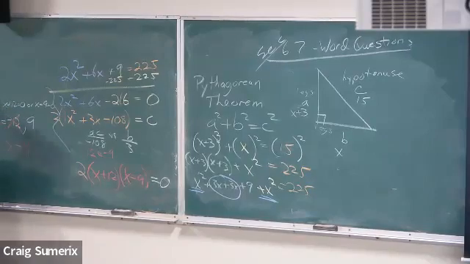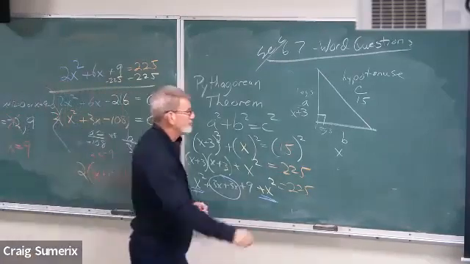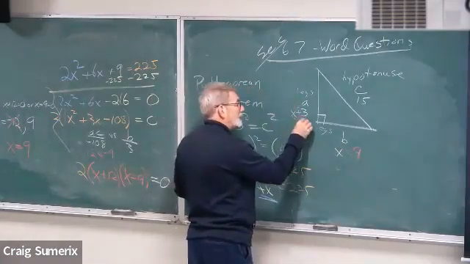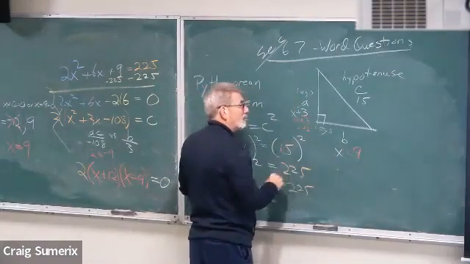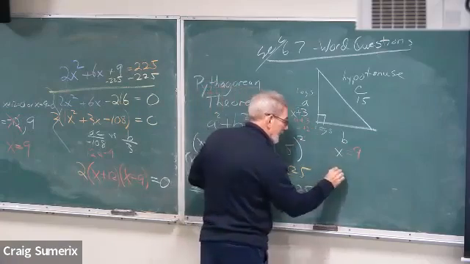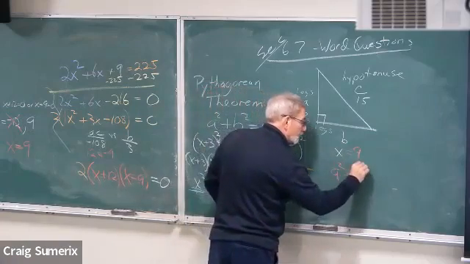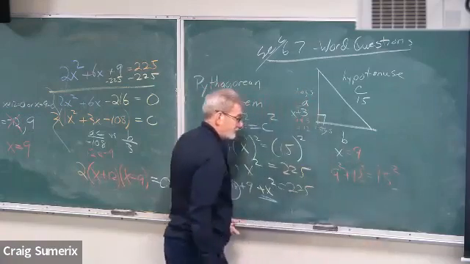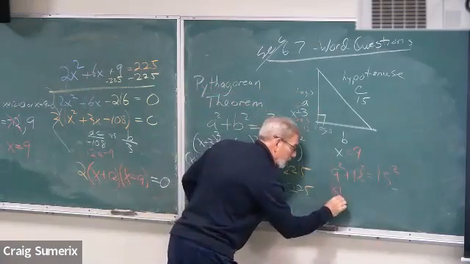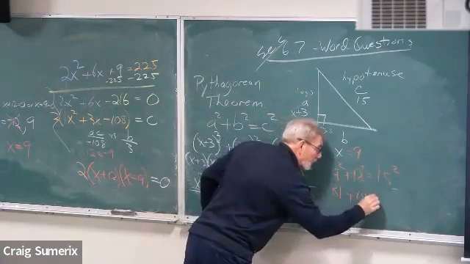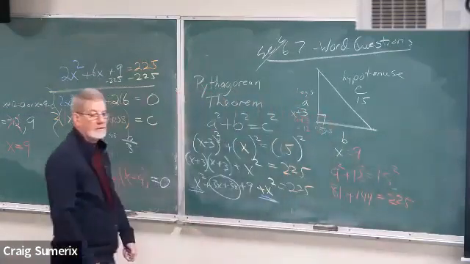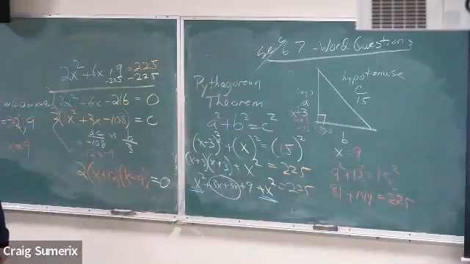Now check it. Let's make sure we didn't have any oops moments. This is 9. 9 plus 3 would be 12. Is 9 squared plus 12 squared equal to 15 squared? 81 plus 144 is 225. Is that correct? Yes, it is.